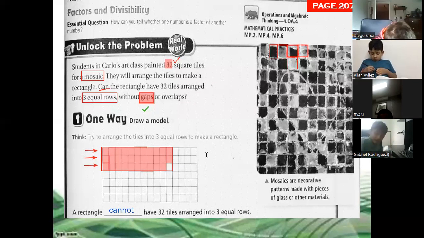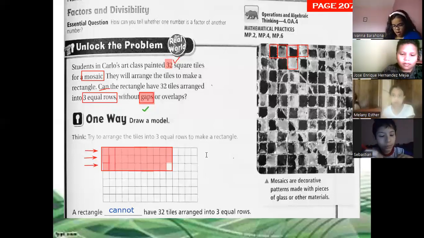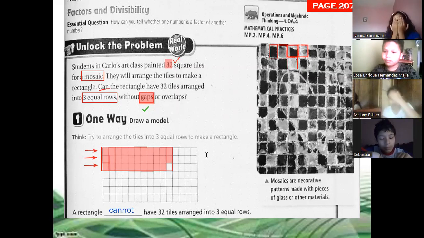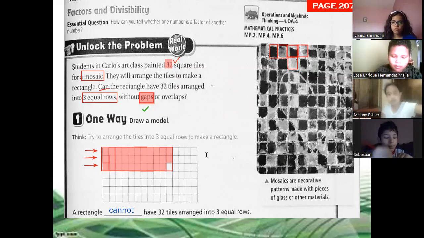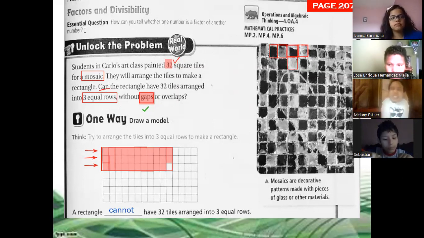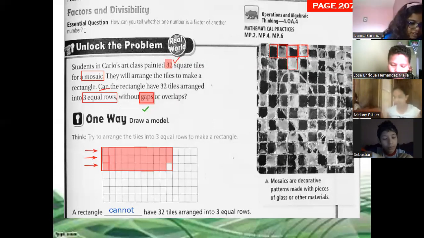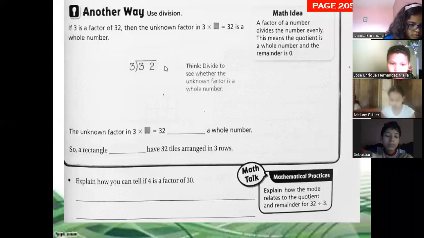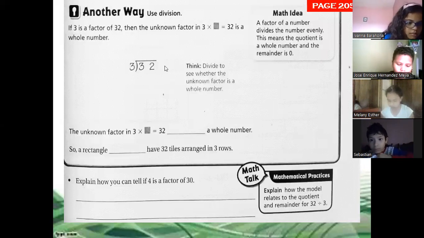Now, let's continue. Next page. Let me erase this. Another way, use division.